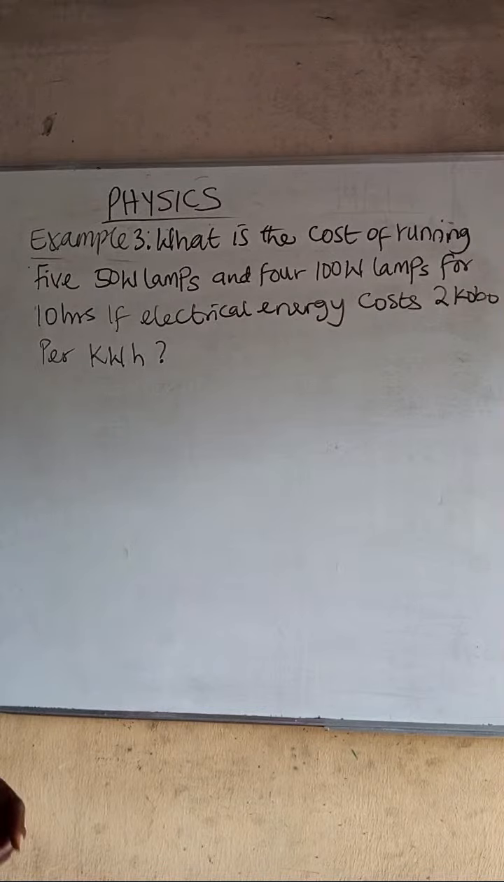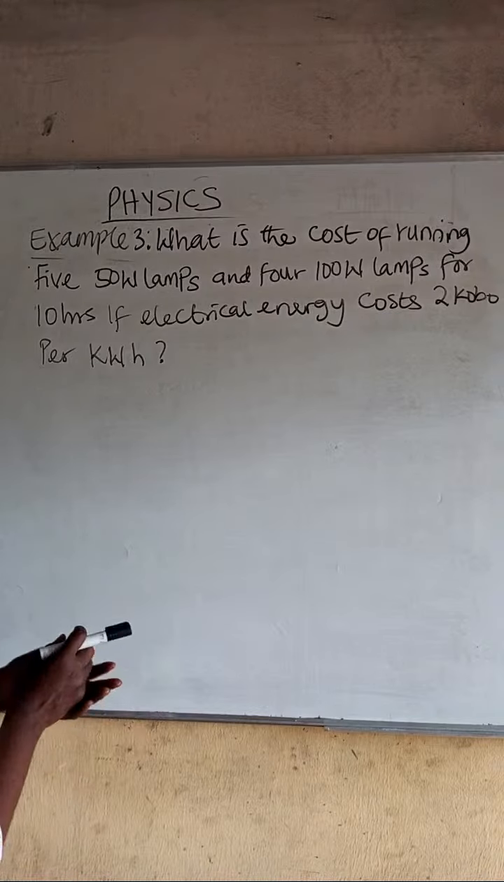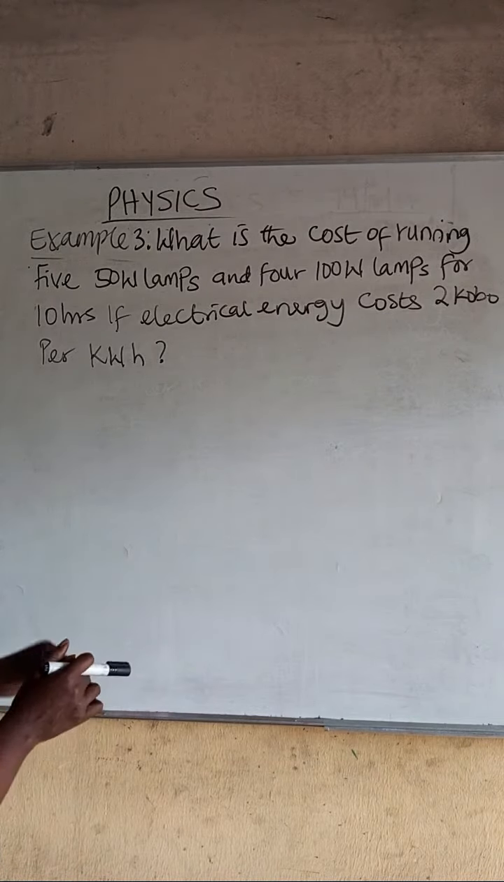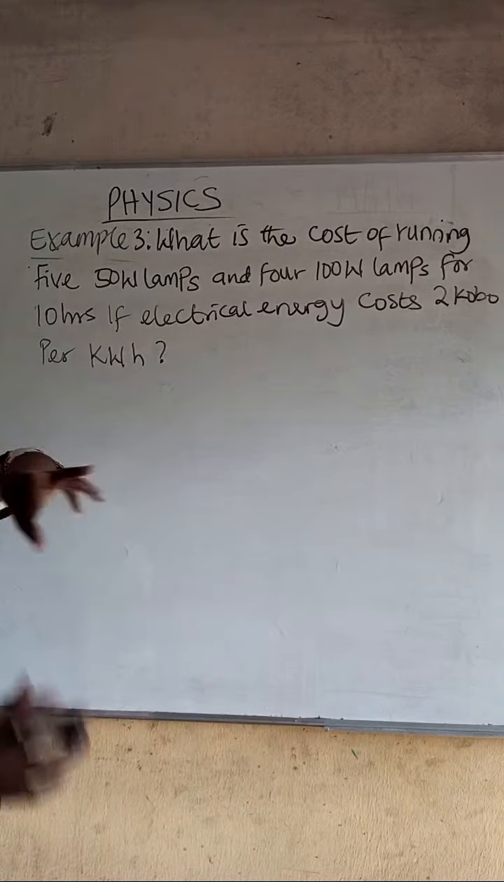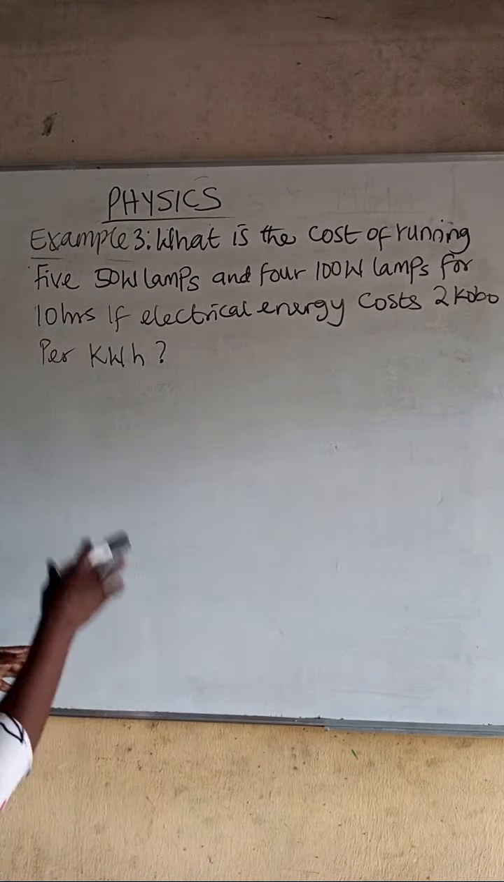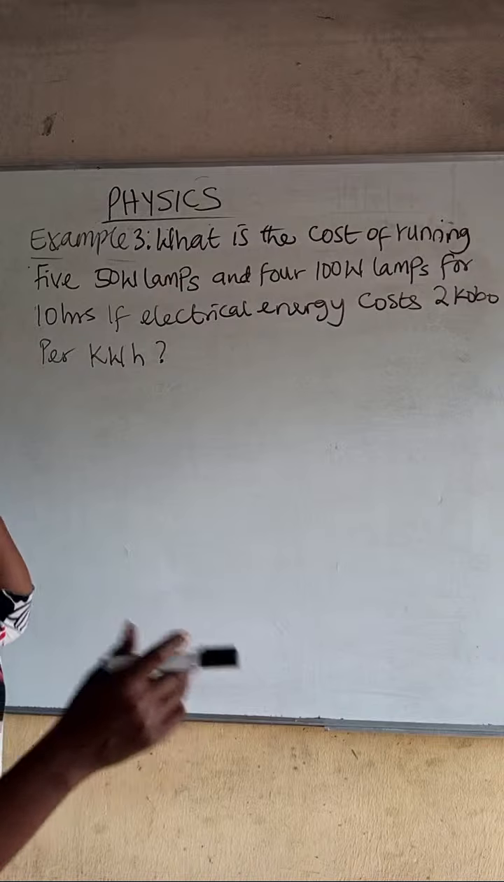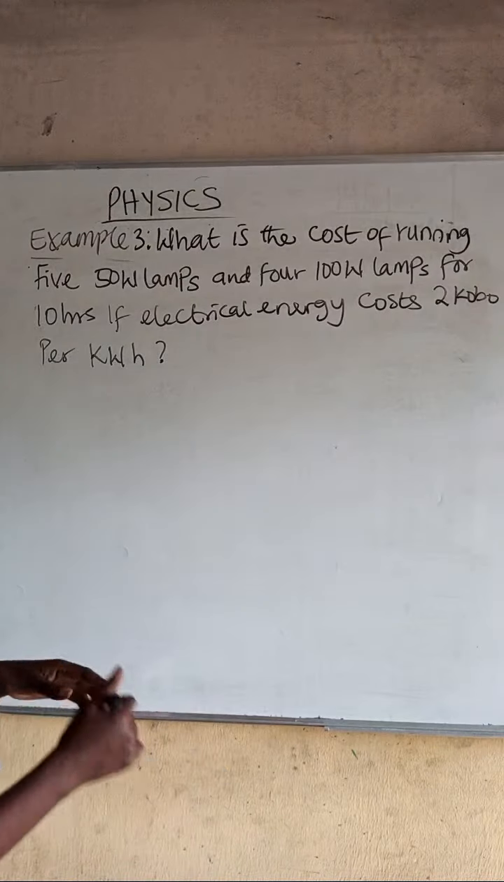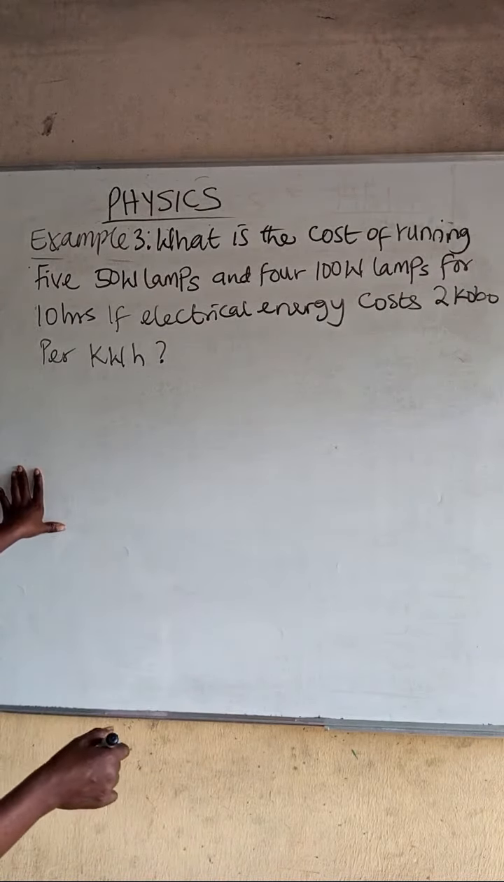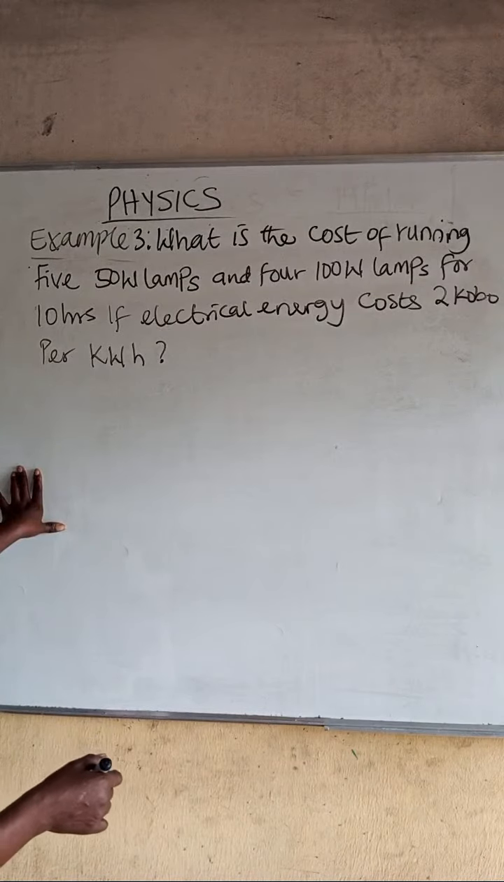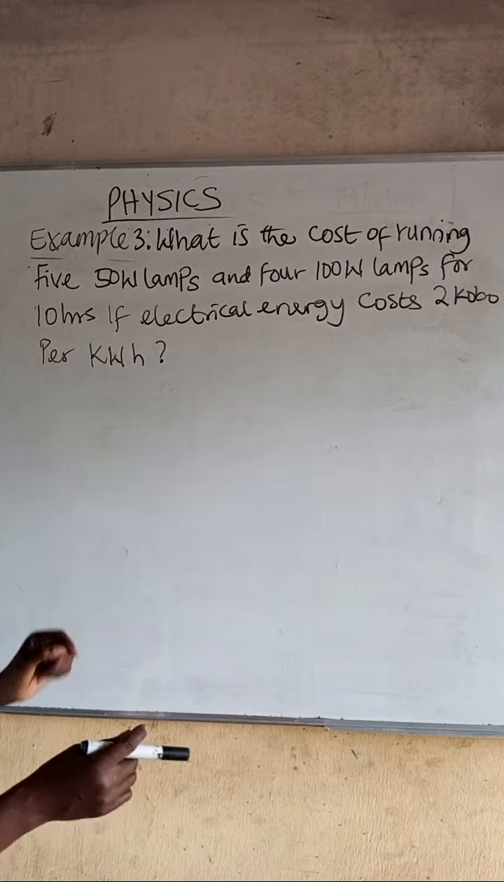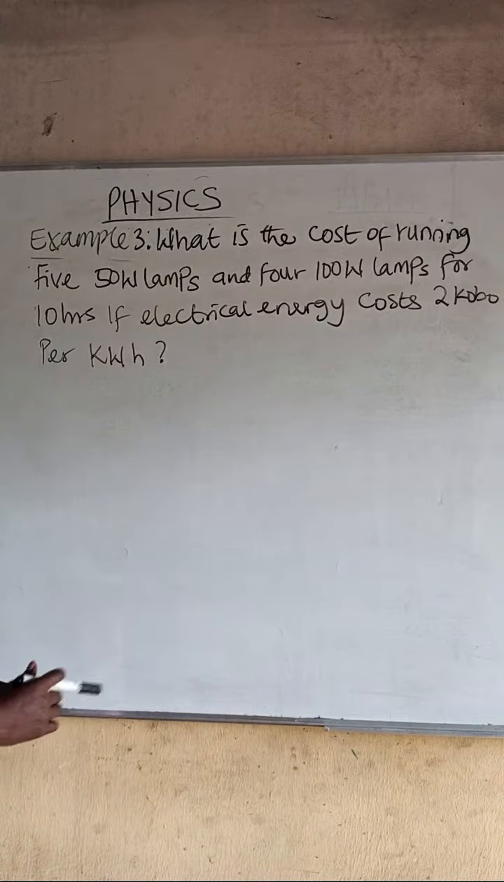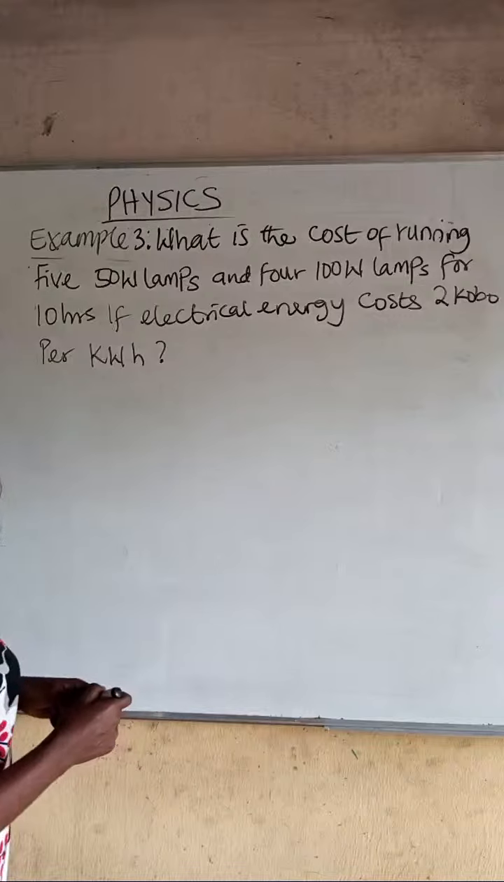All right, let's look at this question. What is the cost of running 5 50-watt lamps and 4 100-watt lamps for 10 hours, if electrical energy costs 2 kobo per kilowatt hour? Now, how do we solve this problem?